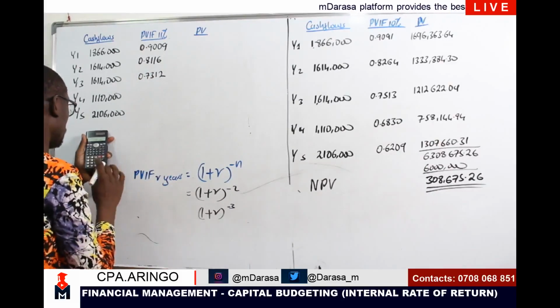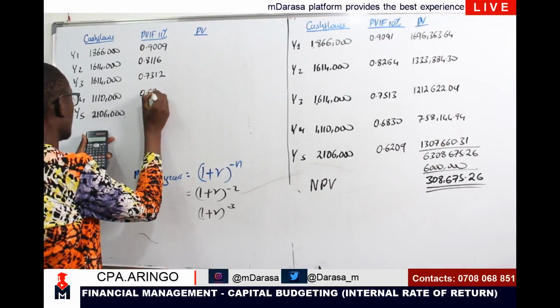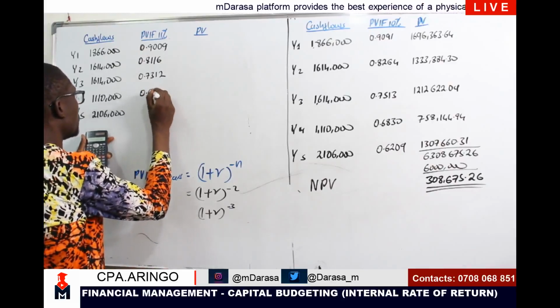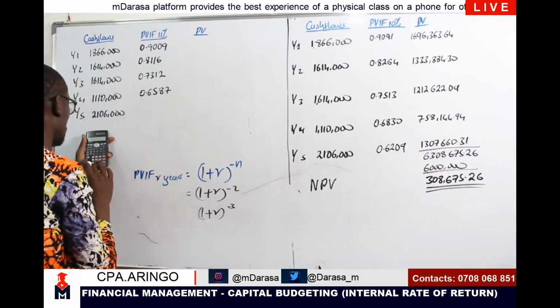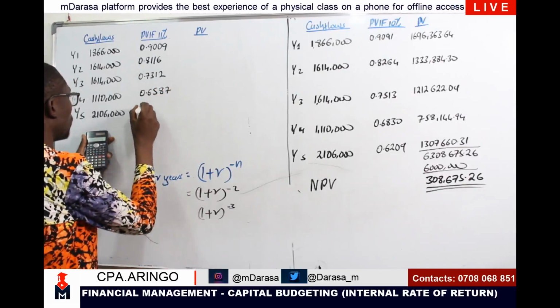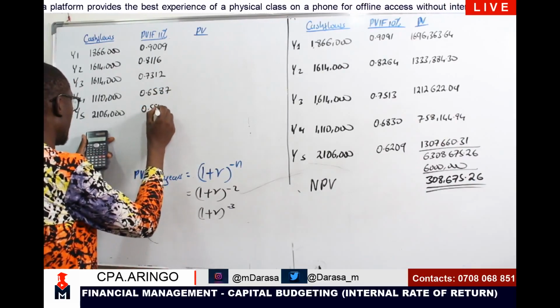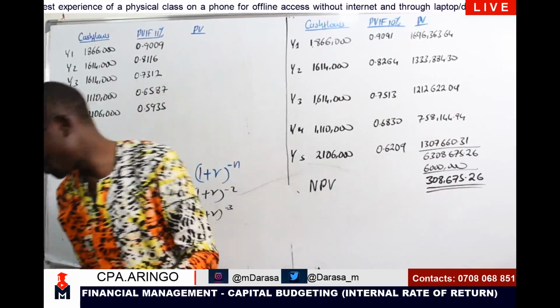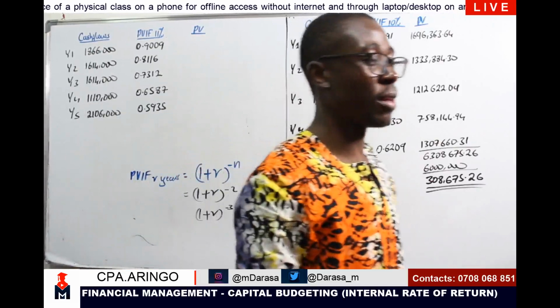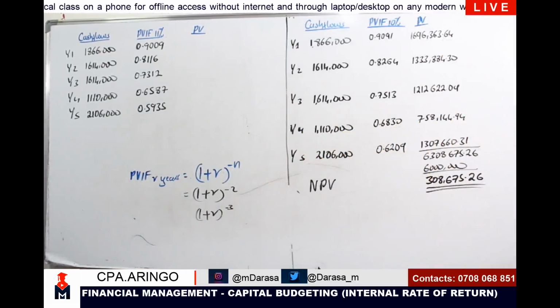Divide by 1.11 to give us a figure of 0.6587. I divide by 1.11 to give me a figure of 0.5935. So kindly, my good students, confirm with your table or with the formula for the calculator that you normally use. You will realize that you'll be arriving at the same answer.